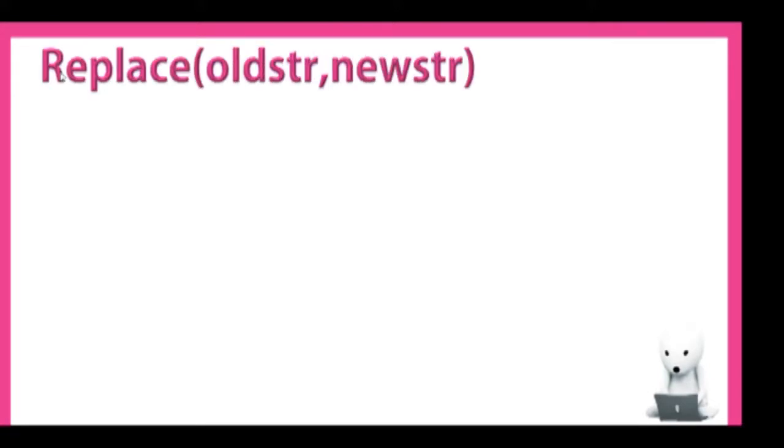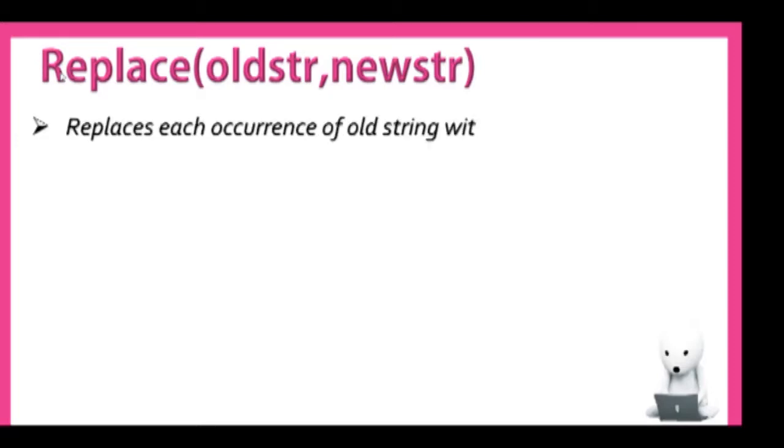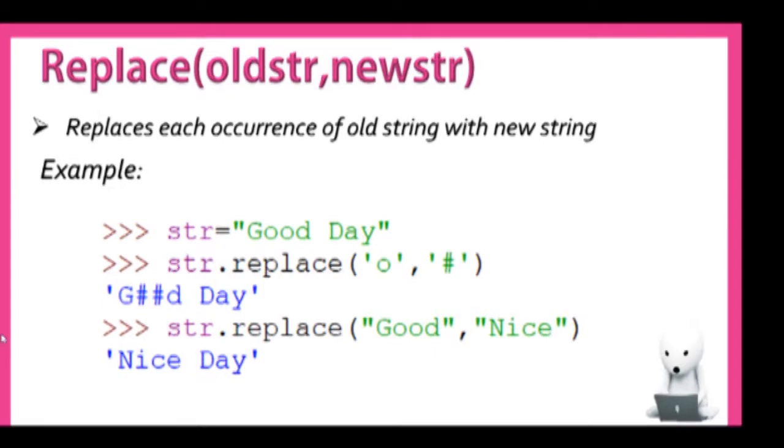Next on the list is replace old str, comma new str. It replaces each occurrence of old string with new string. Let's see its example. str is equal to good day. str dot replace. I'm trying to replace all occurrences of A with hash. So the resultant string will be G, double hash, D and J. str dot replace good with nice. So in this case, the first word, that is good, is replaced with the word nice.